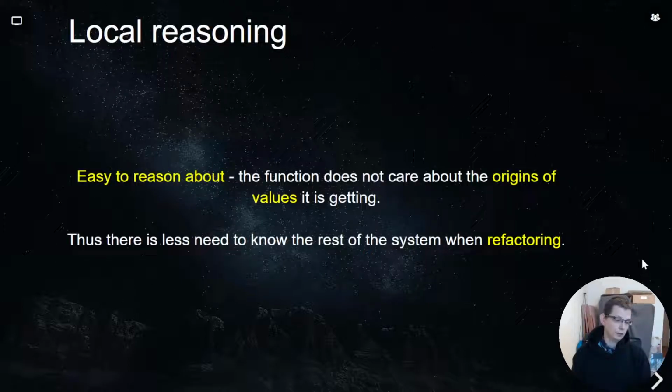Functional programming also allows us to do local reasoning. Basically what that means is, when you're doing functional programming, it's very easy to reason about, because the functions that you work on do not care about the origins of the values they're getting. So, you just get some values and you don't really have to know where those values come from. There's no context. You just know that, I'm getting these values and this is what I'm gonna do with them. We will cover this in the rest of the videos in more detail.